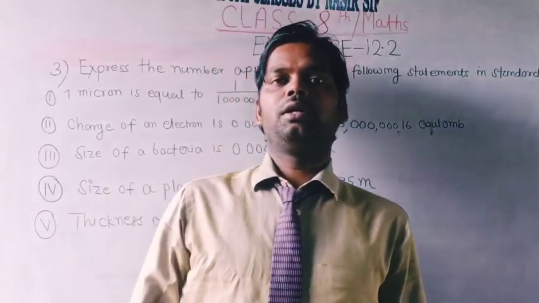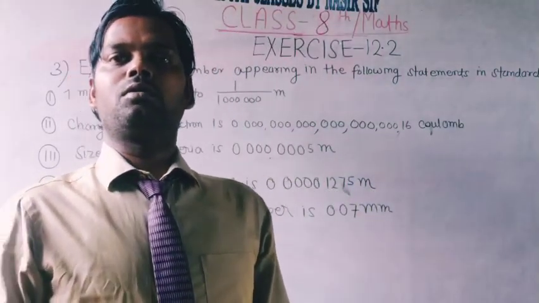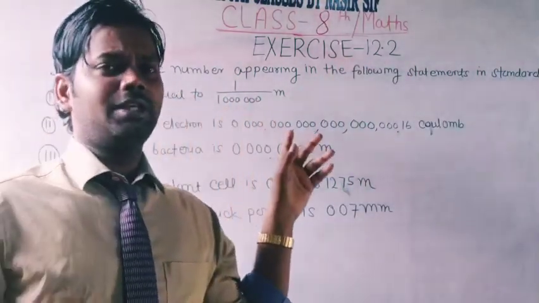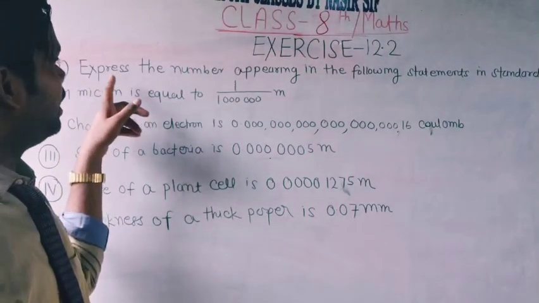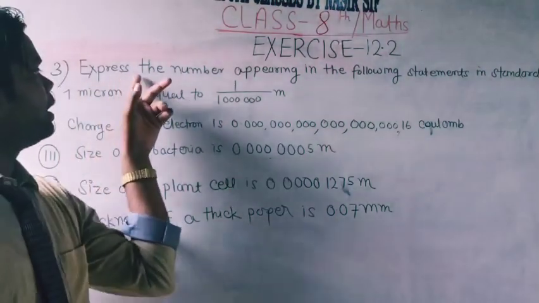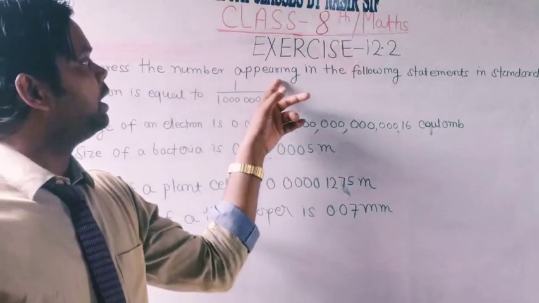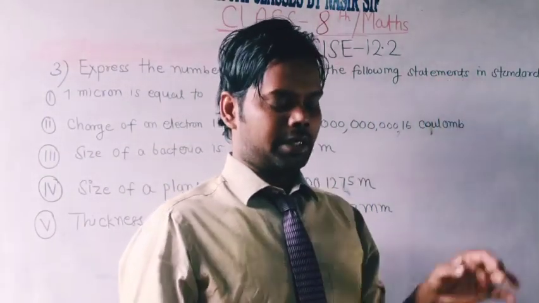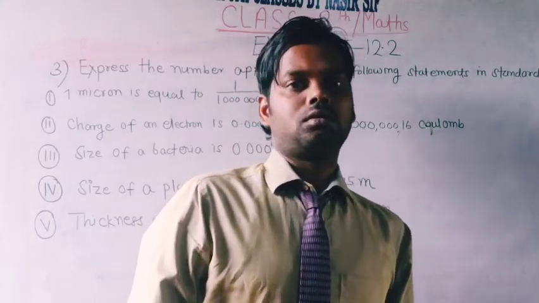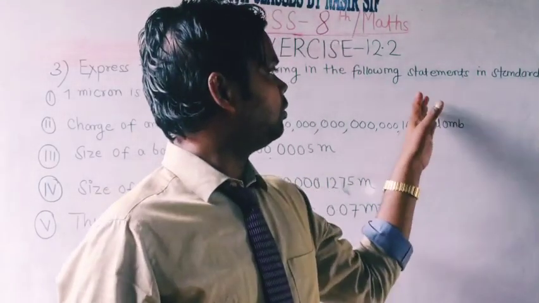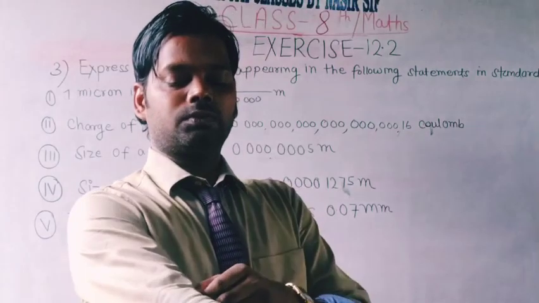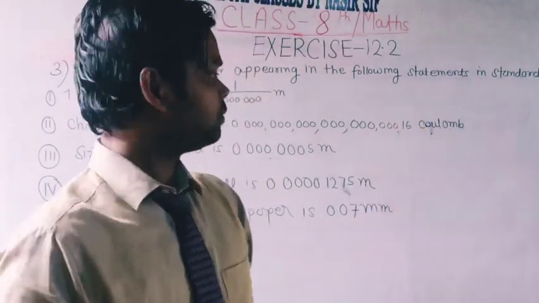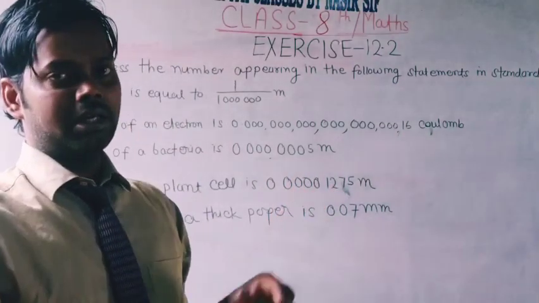Hello student, in this video I will solve exercise 12.2 onward question number 3. In this question it has been said: express the numbers appearing in the following statements in standard form. So dear children, as we know, what is a standard form? Standard form is for expressing very small and very large numbers.